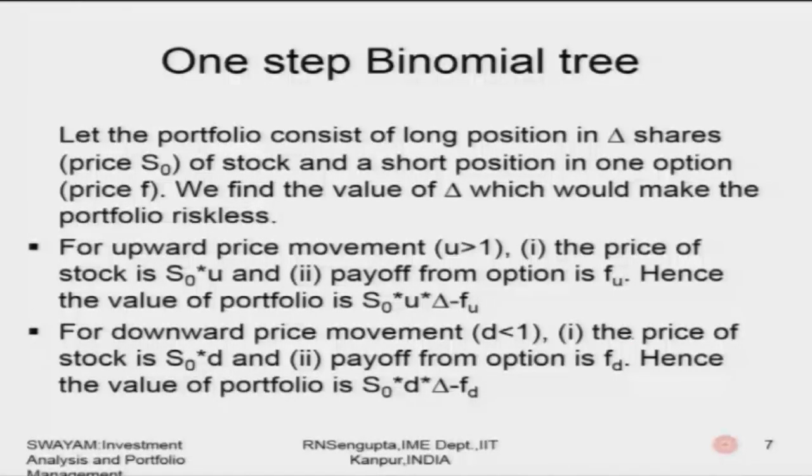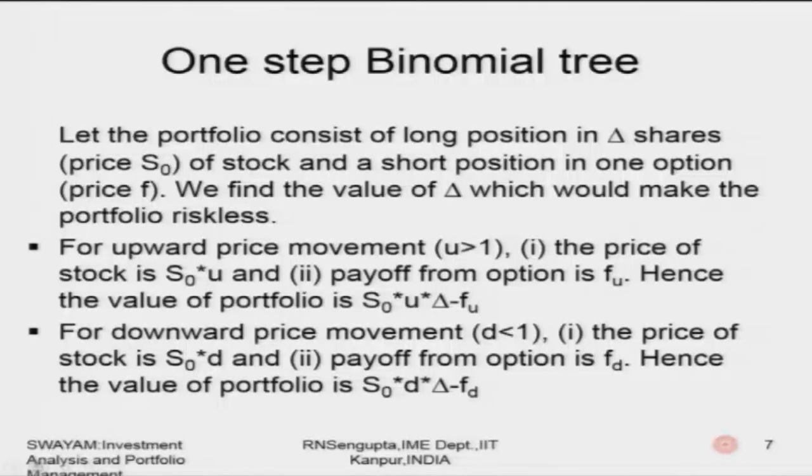Now, we will do the problem. Let the portfolio consist of, we are making it much more generic as I said, delta shares of price S naught of stock and a short position in one option, the price of which is small f, which I am now bringing into the picture. We find the value of delta which will make the portfolio riskless, that means both positive and negative movement should be balanced. So, let us consider the two situations one by one. For an upward price movement, the price of the stock would become SU into delta, and the payoff from the option would be FU depending on the prices increasing. Hence, the total value of the portfolio would be, so if the prices move up or move down, depending on whether you have a long position or a short position on the stock or the option, you will exercise it or not exercise it.